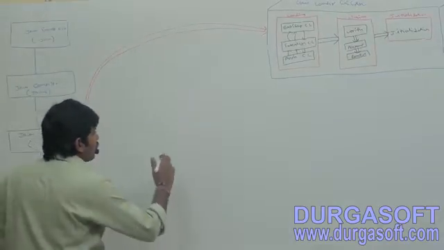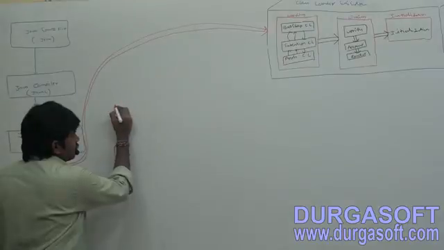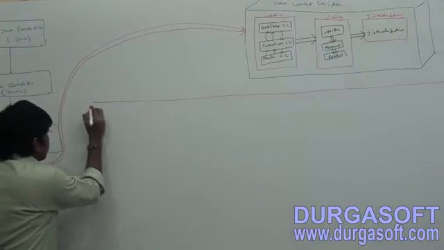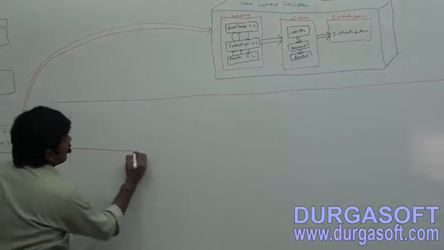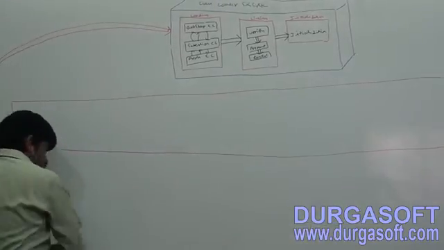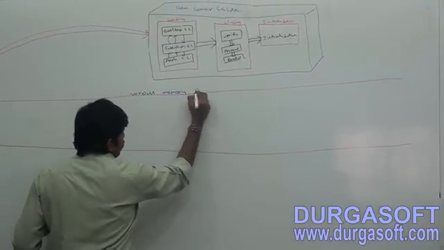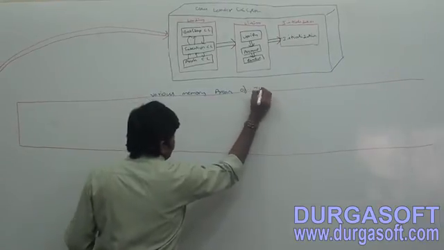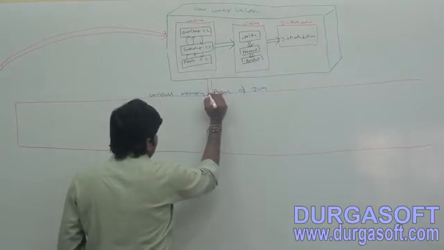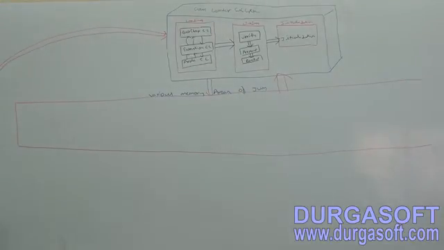Can you explain what are various memory areas present inside JVM? Observe this part. What are various memory areas present inside JVM? Various memory areas of JVM. Now sir, in total, how many memory areas are there inside JVM?